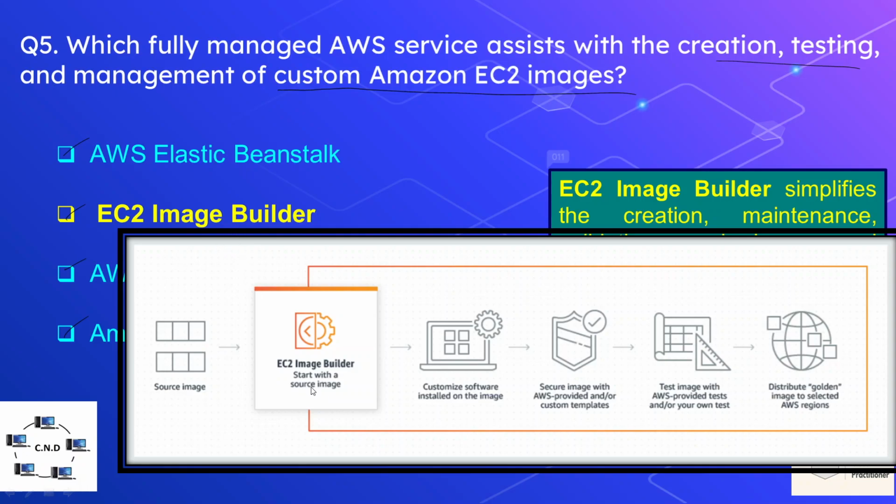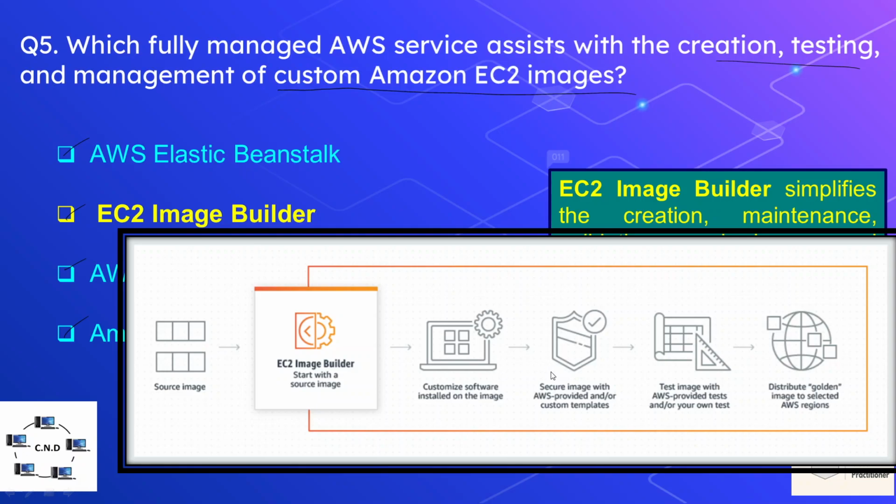So here we start with the source image through the EC2 Image Builder. We customize the software installed on this image. This image is basically an image of any operating system like Linux or Windows, and you can use your customized software, or you can install the software that you want. You can harden the operating system as per your requirements.